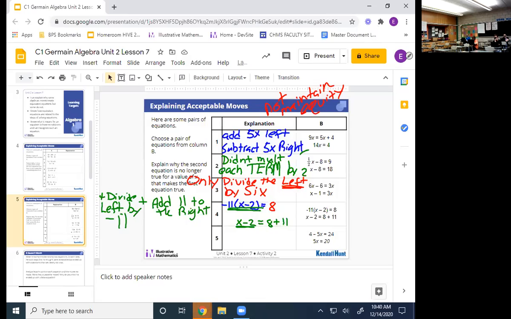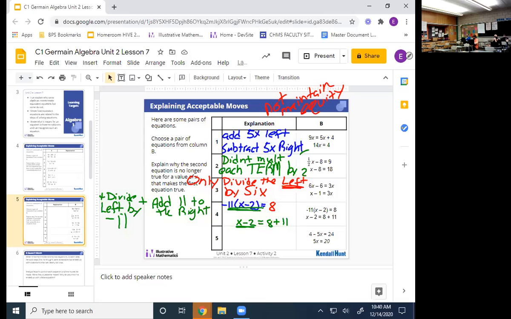So we're doing 2 different things to the left and to the right. What are we doing to the left again? What did we do to the left? We divided by 11. And then what did we do to the right? Added 11. So if we want to maintain equity, we need to do the same thing. Go ahead, Kyle.